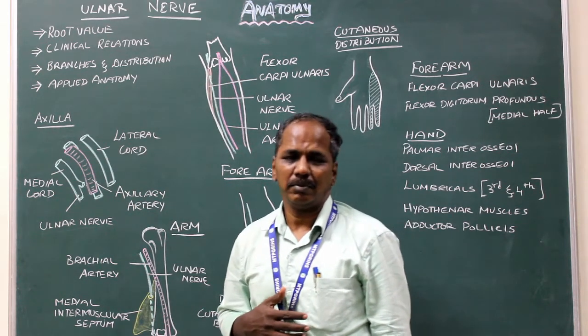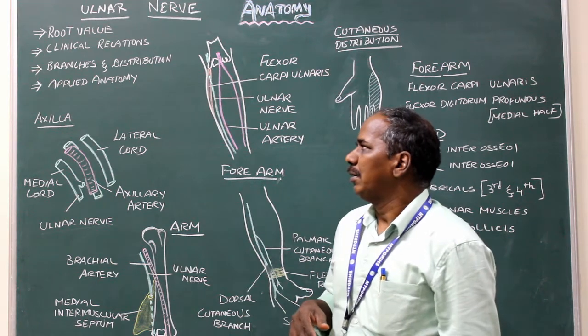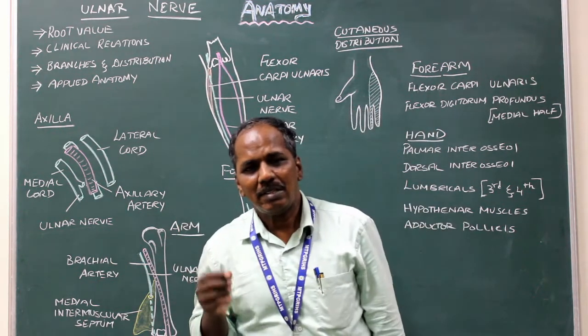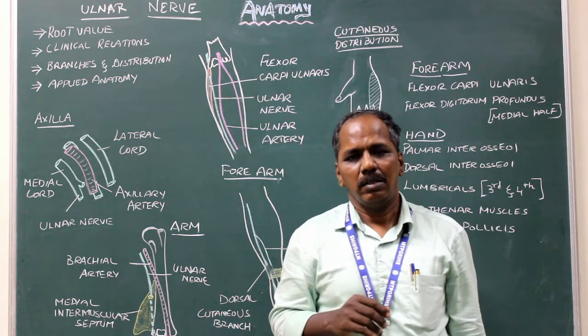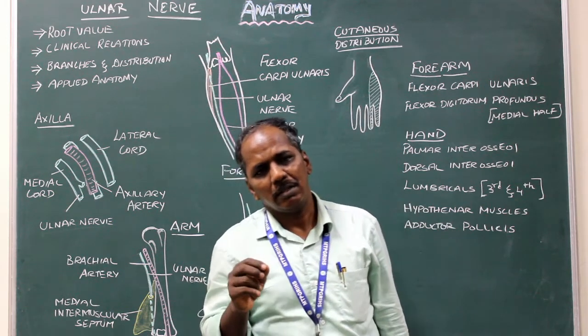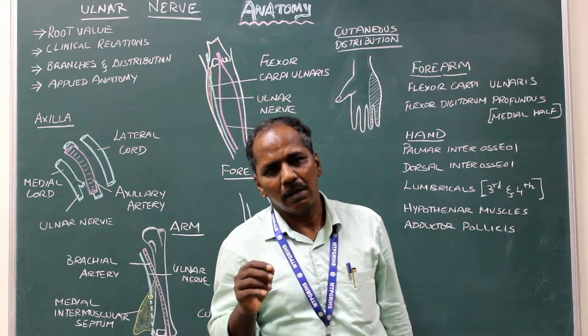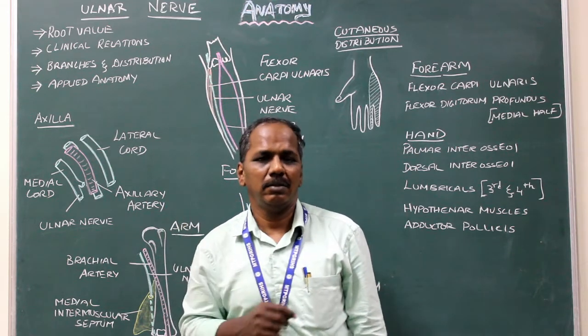Ulnar nerve. It is a chief nerve of the hand. It is also known as the nerve of fine movements or musician's nerve.